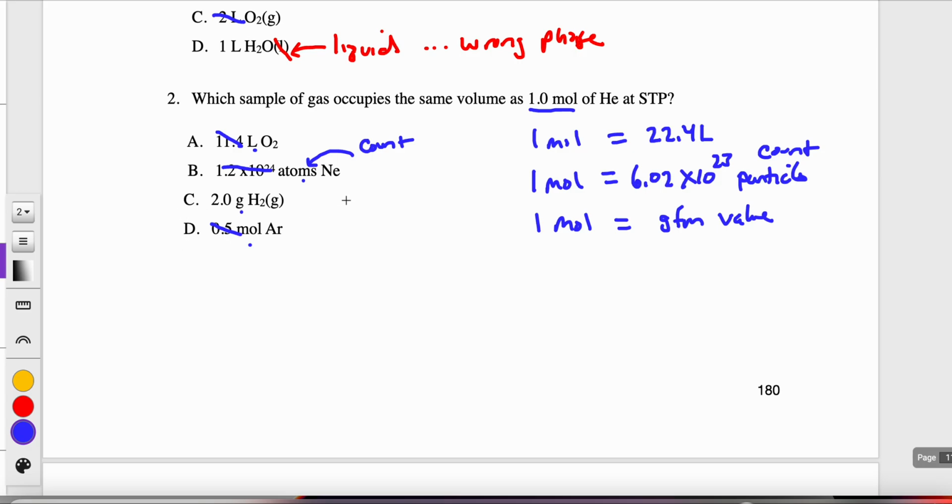So what we want to do is determine the GFM of H2. Well, there are 2 atoms of H. Each one contributes a mass of 1, so its GFM would be 2 grams per mole. And this 2 grams matches the GFM, so C would be the best answer in this case.